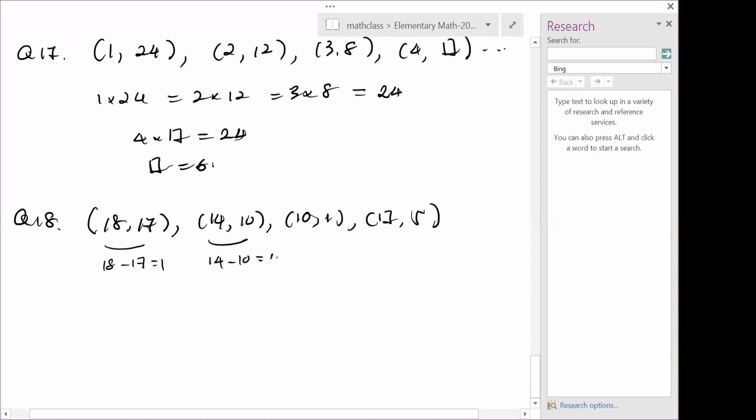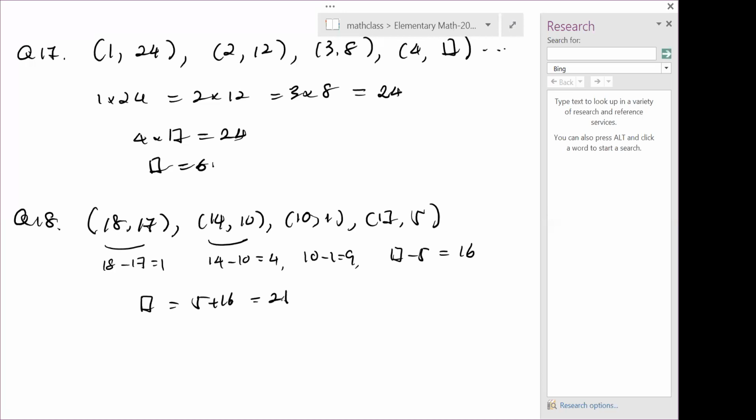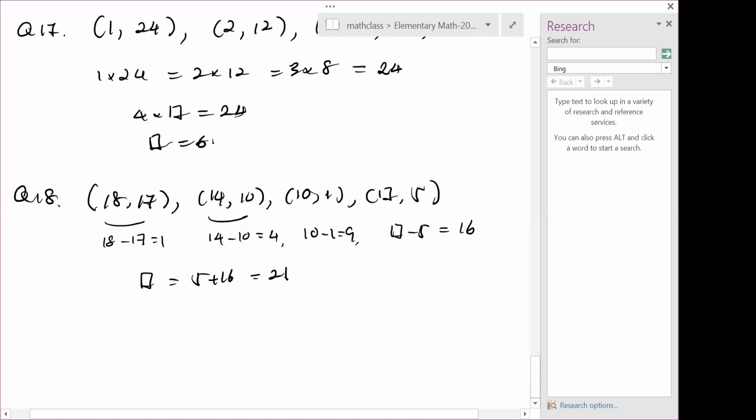Then I get 4. 10 minus 1, I get 9. So 1, 4, 9, those are perfect squares. So the next one is going to be 16. So that number should be 5 plus 16, which is 21. So you just try several different ways on this pair of numbers, and you generate a new sequence. The new sequence has a pattern.